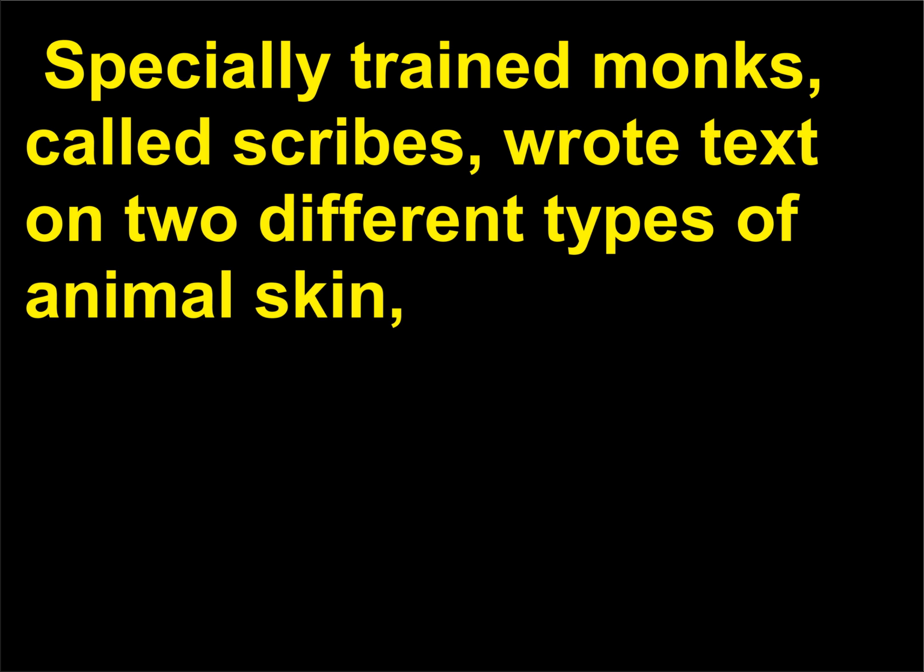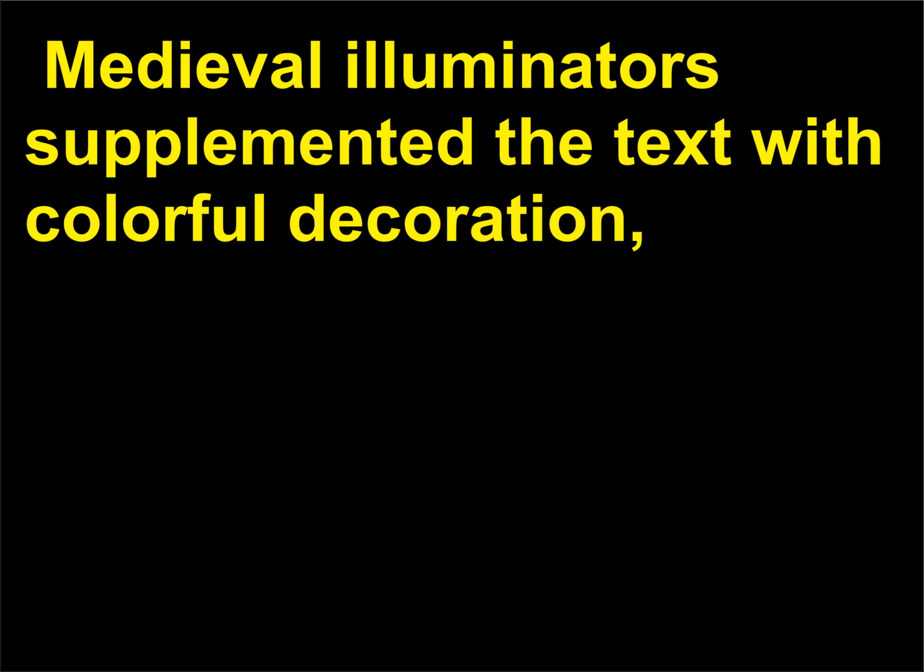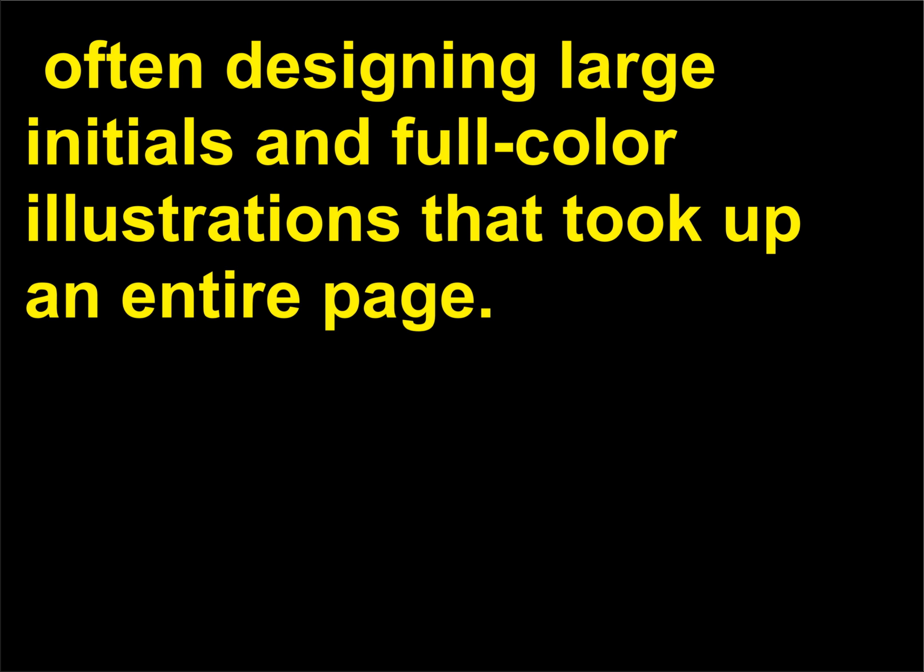Specially trained monks, called scribes, wrote text on two different types of animal skin: vellum and parchment, as paper was not common until the 15th century. Medieval illuminators supplemented the text with colorful decoration, often designing large initials and full-color illustrations that took up an entire page.